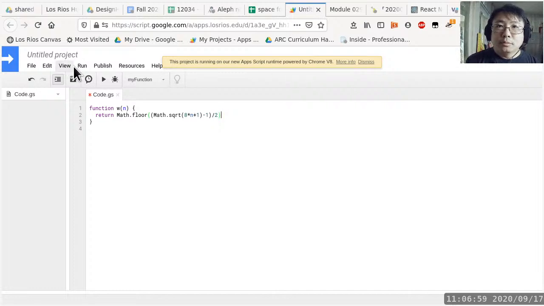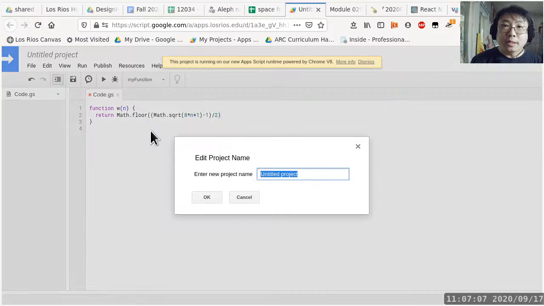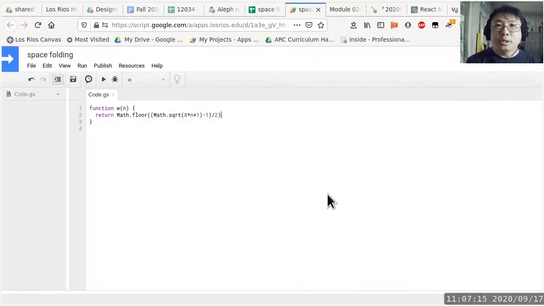The important thing is, at this point, this is still being edited, so it's not saved yet. So we type Control S on the keyboard. We give the project a particular name. We'll call it space folding. It can use the same name as the spreadsheet itself, even though technically it is a Google script project that is by itself an entity, but it is attached to the spreadsheet. So that when the spreadsheet wants to refer to this particular function, it doesn't have to identify that it is inside the project called space folding.